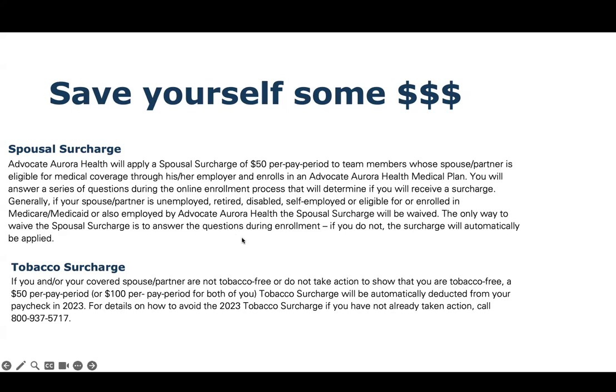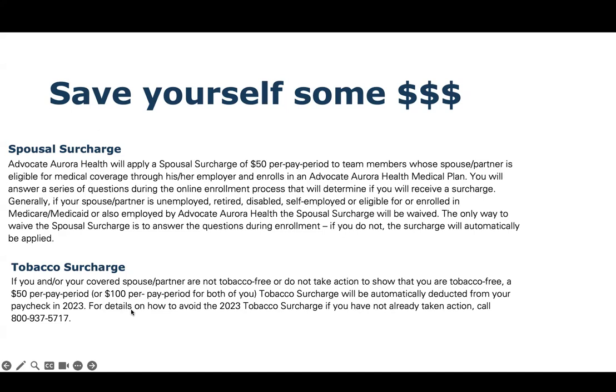And so every year her boss signs a piece of paper, this surcharge waiver that says she's not offered benefits here. You upload it into the Advocate portal, and then they waive this surcharge so that you don't get charged it. The sooner you do this, the sooner they waive it. And so you want to do it immediately so that you can get it waived right on the first pay period.